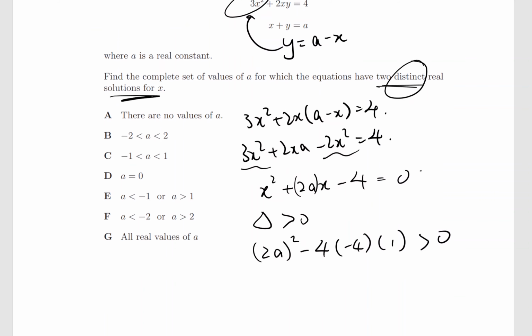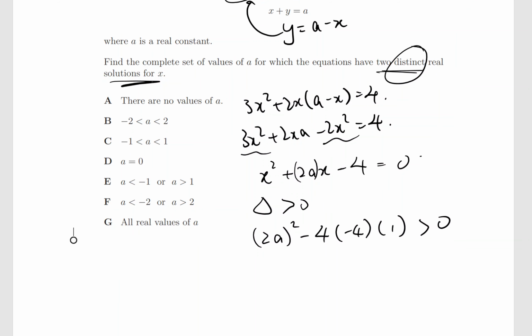Okay, so what do we get here? So that is 4a squared, and then minus 4 times minus 4, so that's plus 16, is greater than 0. And if that's the case, then what do I know? So a squared is greater than minus 16 over 4, and so a squared is greater than minus 4.